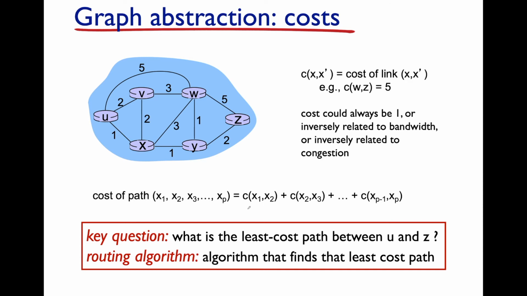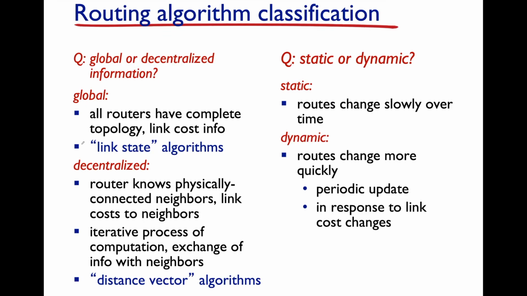And so a key question is, what is the least cost path between U and Z? How do we determine this? It's the routing algorithm's job, run by this process that's in each router, to find or determine what this least cost path is. And so there are different flavors, as it were, of routing algorithm. One is global, meaning all routers have complete information about the so-called link cost or link state. These are called link state algorithms.